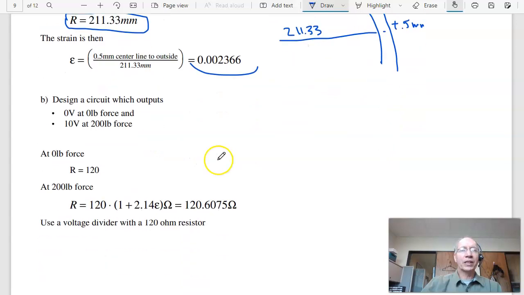If I put a strain sensor on the outer edge and it has this resistance versus strain, plug in 0.0023 strain, and the resistance becomes 120.6 ohms. Not a huge difference, but it is there.